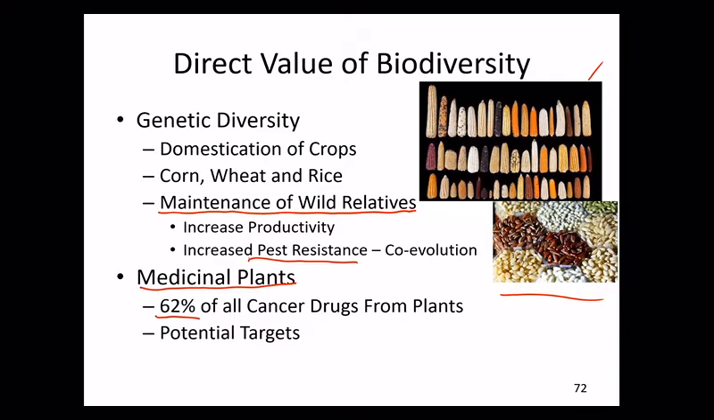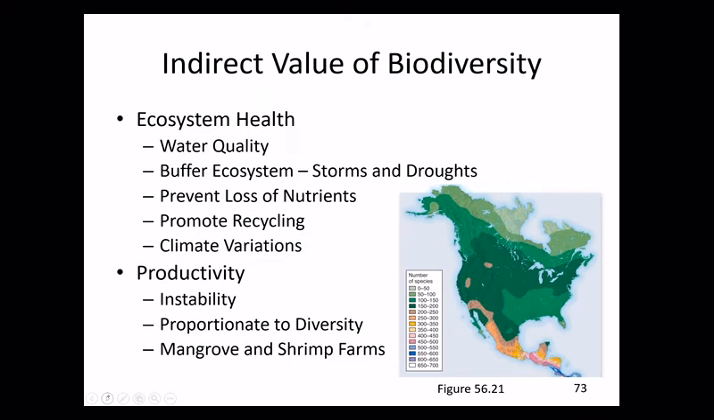62% of all cancer drugs are developed from these. We talked about Taxol as an example, periwinkle as an example. There's a lot more examples. By removing biodiversity, we remove the possibility of identifying additional chemicals or potential targets that are present there. So that's the direct value of biodiversity.